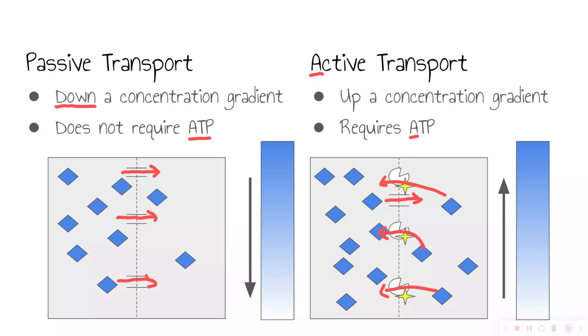We have leaky channels that are letting these particles move down the concentration gradient, but these pumps are using ATP and they are moving these particles up the concentration gradient, and that's going to maintain our concentration gradient on both sides of this wall here.